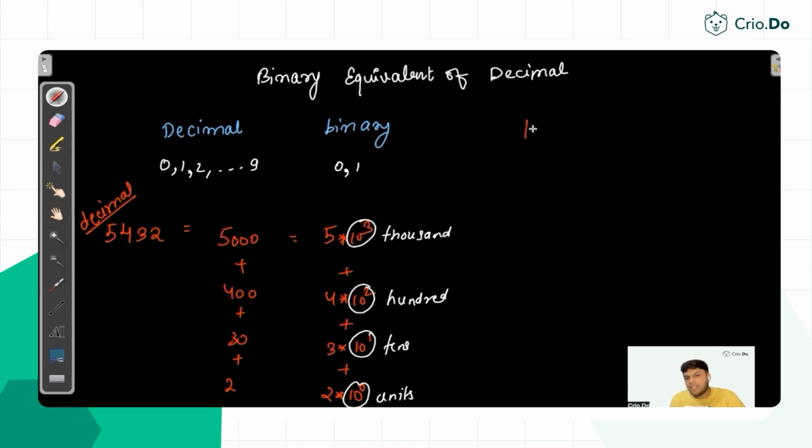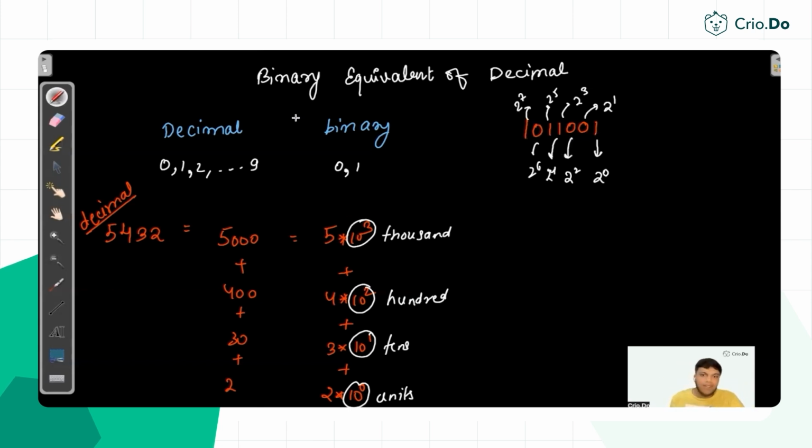So if I am taking a number as 1011001, how is this number calculated? We can say the rightmost 1 has 2 raised to power 0, that is 1, the units place value. The next has 2 raised to power 1, that is 2, then 2 raised to power 2, that is 4, 2 raised to power 3, that is 8, 2 raised to power 4, that is 16, then 2 raised to power 5, that is 32, 2 raised to power 6, that is 64, and finally 2 raised to power 7, that is 128. So all these bits, zeros or ones, have a place value twice the previous place value.